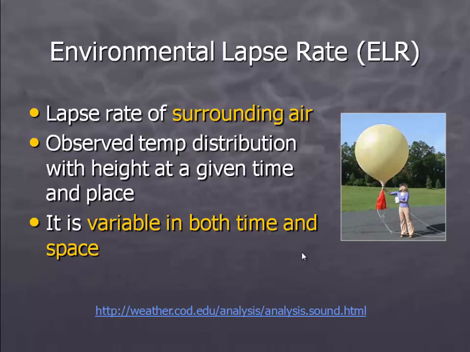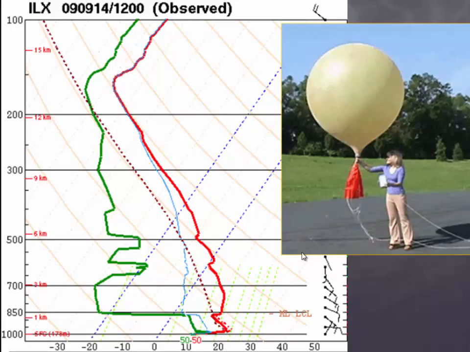Okay, so what we need to do, we have basically two fixed values. The DALR never changes, the SALR never changes. We need to pretty much compare the parcel's temperature at a given altitude to the ambient surrounding environment. And that is going to determine our stability.